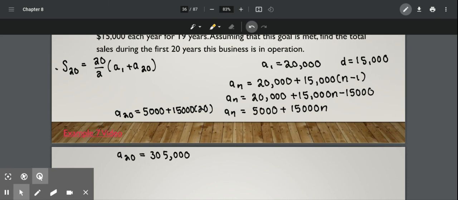And so then we can go back to our partial sum. 20 divided by 2 is 10. Our first term is 20,000. Our last term is 305,000. And so if we combine all of that, we find out that after 20 years, the total sales were $3,250,000.